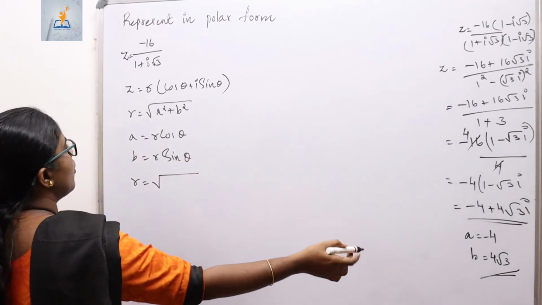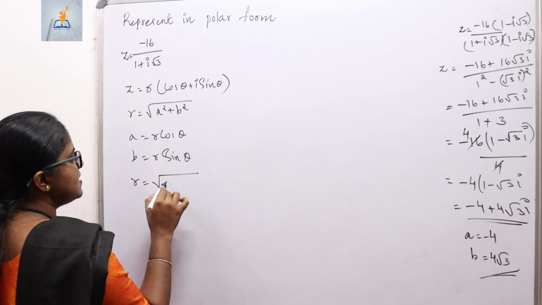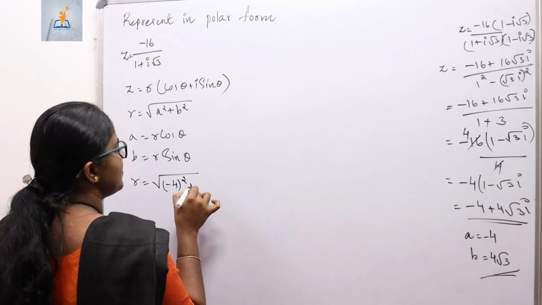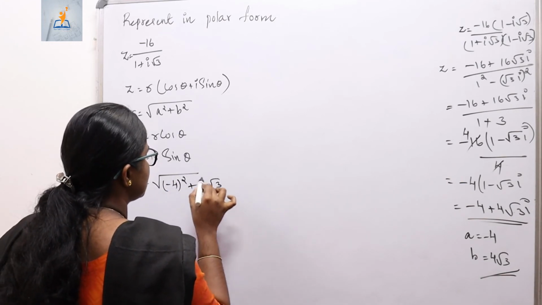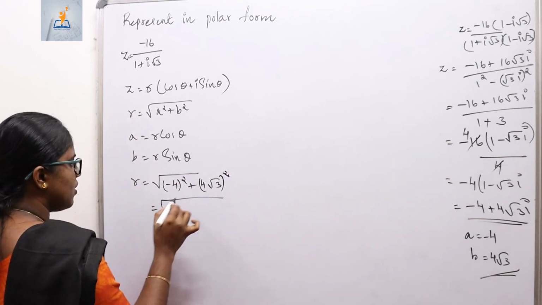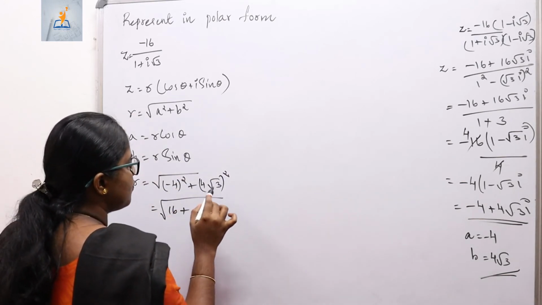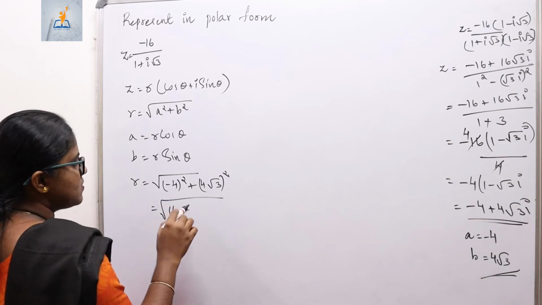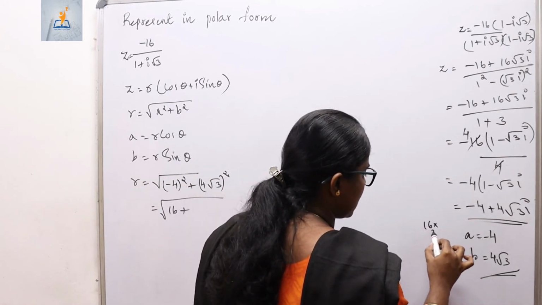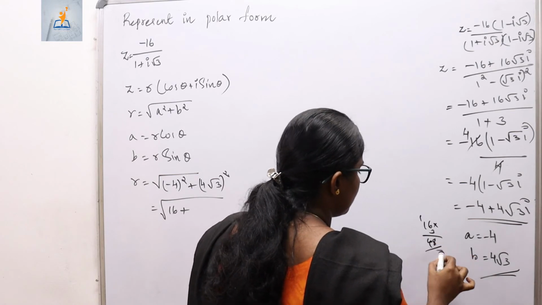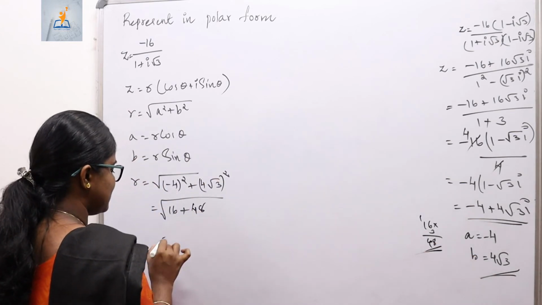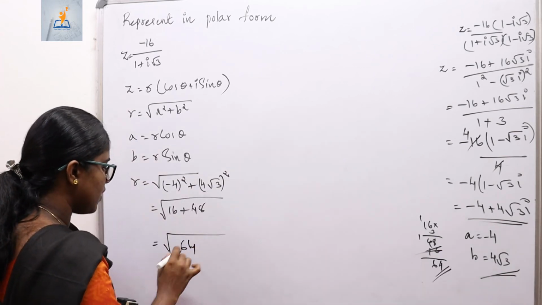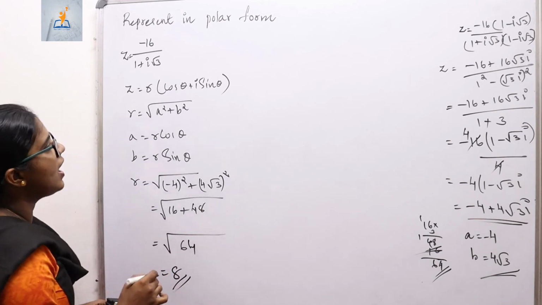Since a and b are found, we can substitute in this equation, r is equal to square root of a square plus b square. Square root of minus 4 square plus 4 root 3 square. That is minus 4 square is 16 plus 4 root 3 square. 4 into 4 is 16, root 3 into root 3 is 3, so 16 into 3 is 48. So 48 plus 16 is 64. The square root of 64 is 8. So we got r as 8.